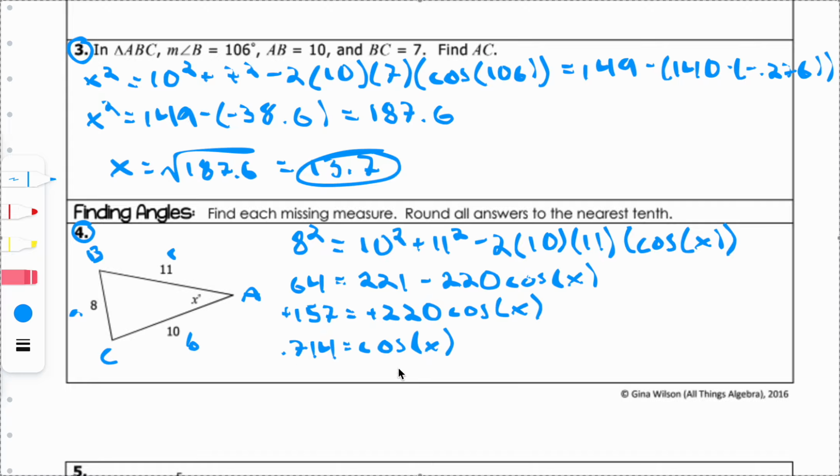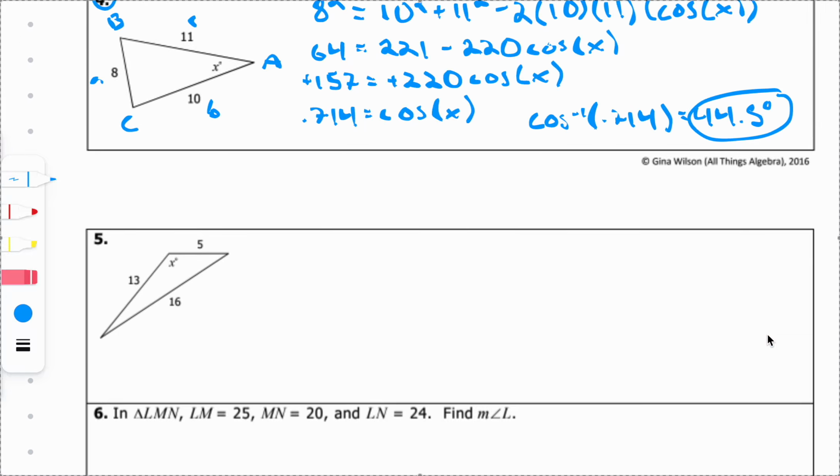And now we do what we did before, and we take the inverse cosine of that. So I'm going to say inverse cosine of 0.714. When I plug that into my calculator, I get 44.5 degrees, and that would be our final answer.